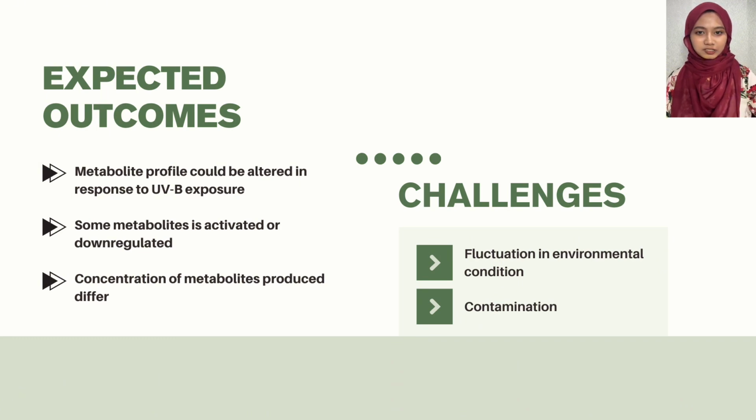However, challenges such as fluctuation in environmental conditions and contamination may arise during this study. Factors like temperature, humidity, and light intensity can affect metabolic processes and lead to inconsistent results. To mitigate this, experiments should be conducted in a controlled environment with standardized conditions. Contamination from microbes can also alter metabolite production, hence sterile handling and equipment is significant.